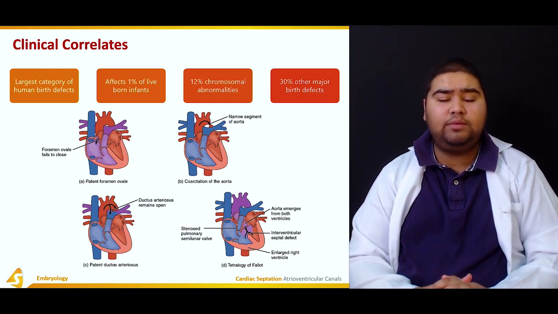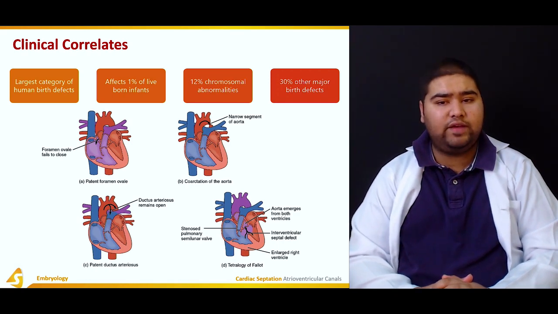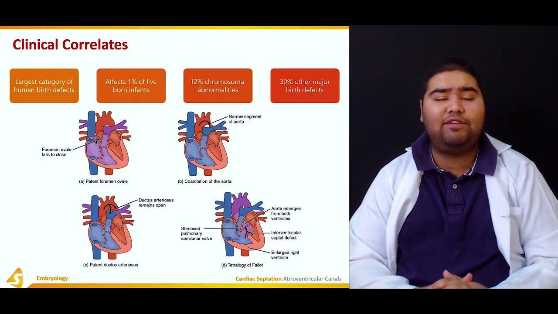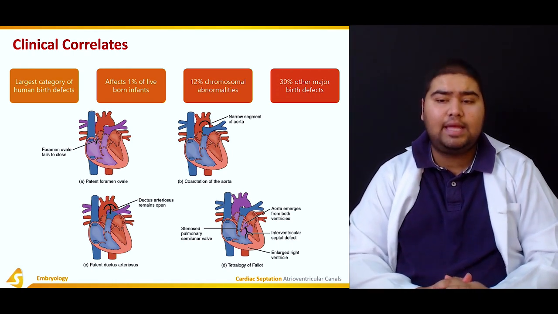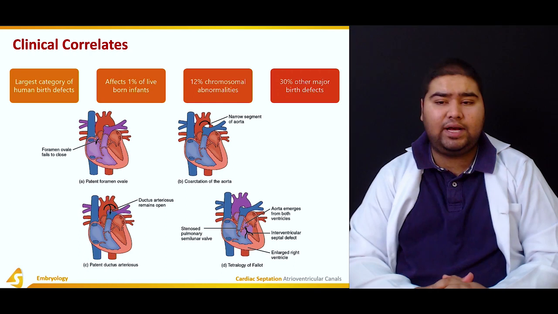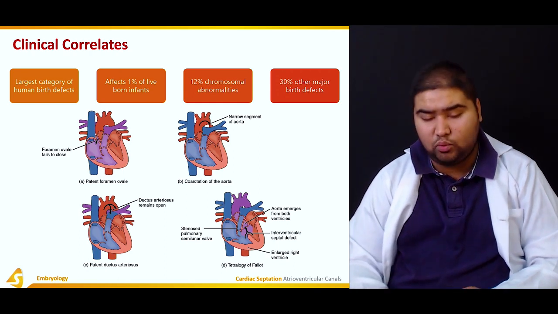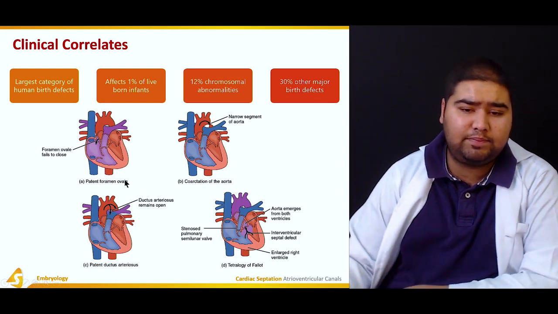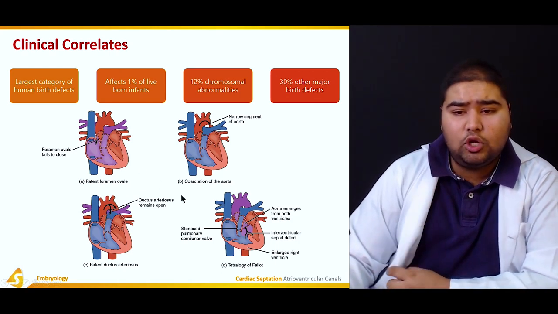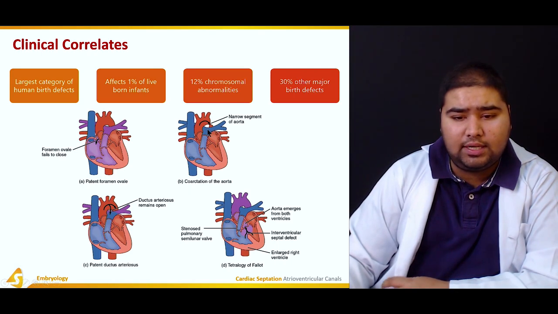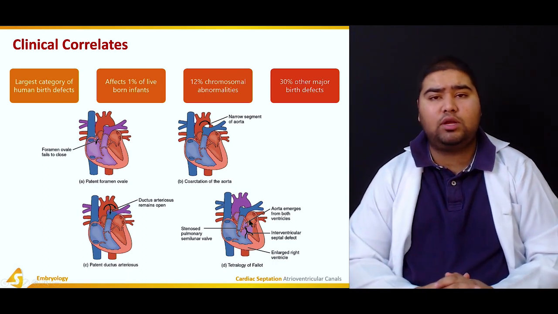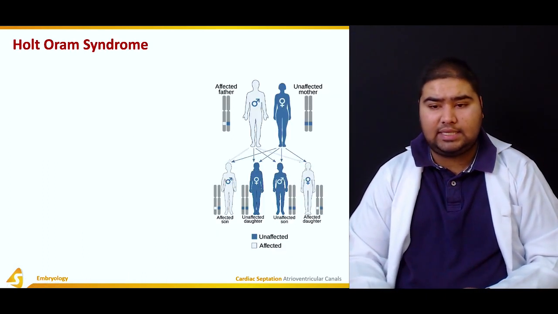They affect about 1% of live-born infants. 12% of these 1% infants have chromosomal abnormalities, and 30% may have other major birth defects as well. So here you can see various cardiac defects. This is patent foramen ovale. This is coarctation of aorta. This is the patent ductus arteriosus. And this is tetralogy of Fallot. We'll be talking about all of these in detail now.